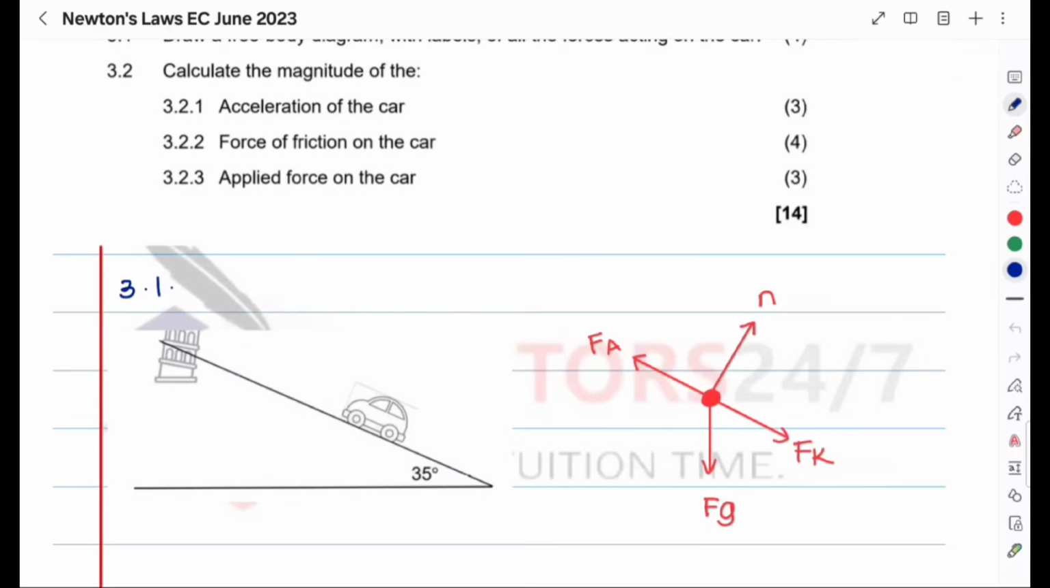So this is the free body diagram of our object. Please keep in mind that normal force is perpendicular to the surface. It does not act straight up. It is perpendicular to the surface.